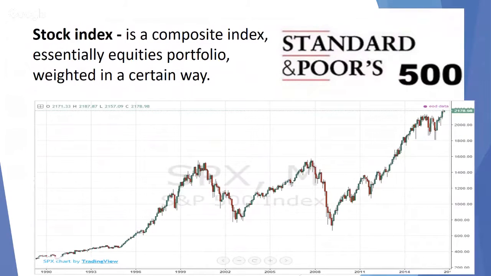Let's look at the next picture, and this is the S&P 500. We touched it in the previous webinar, and now it's time to give a definition of what the S&P 500 and other indexes are. A stock index is a composite index, essentially an equities portfolio weighted in a certain way. It's a very interesting instrument available at the exchange and even at Forex as a CFD.